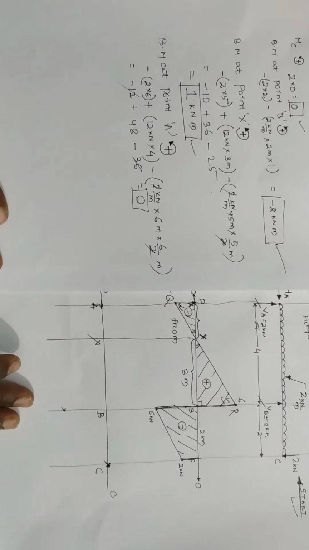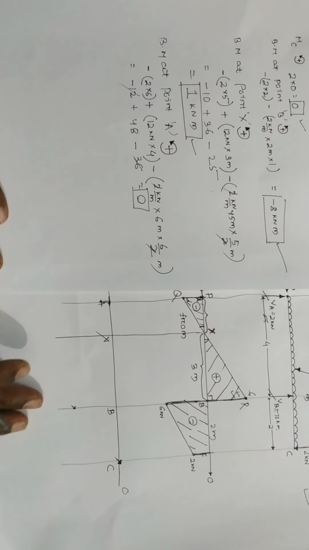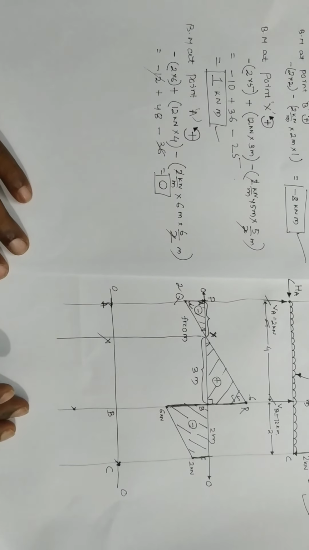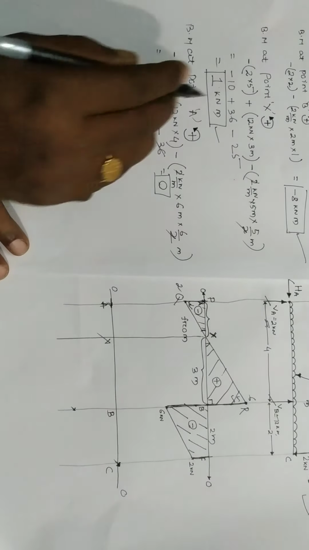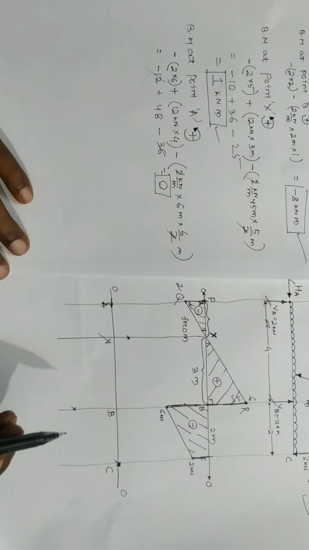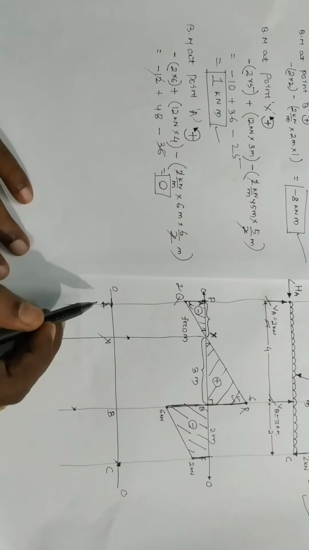I can make it somewhere upward. Then point X, 1 kilonewton meter. Okay, that means it is changing. The bending moment is changing its sign. Then bending moment at point A, it is 0.